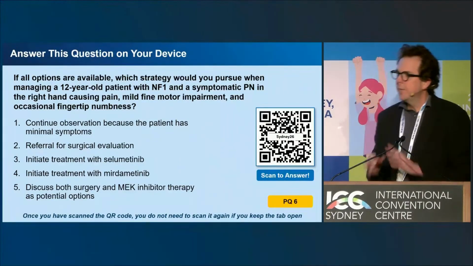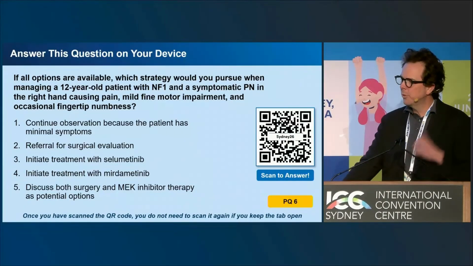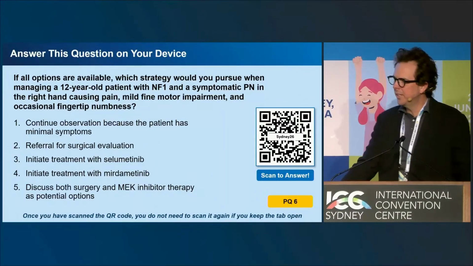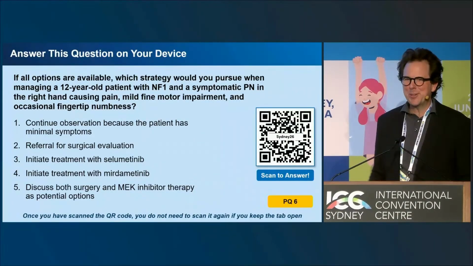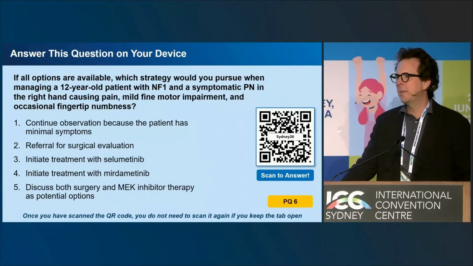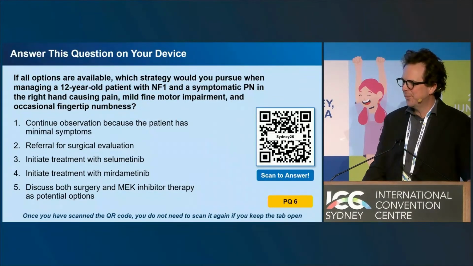So coming back to this particular patient, if all options are available, which strategy would you pursue when managing a 12-year-old patient with NF1 and a symptomatic plexiform neurofibroma with the clinical history we've just provided? So based on Katie's experience, we're interested, maybe people have a different opinion or a different practice at their location. So please go ahead and answer these questions.